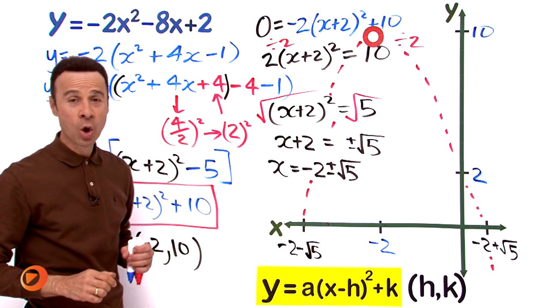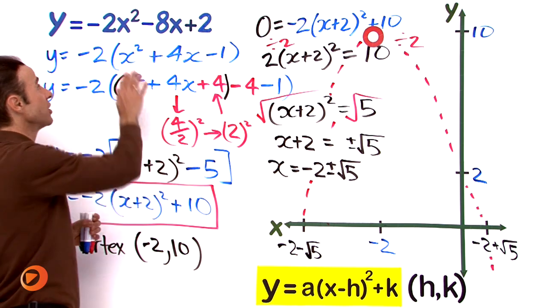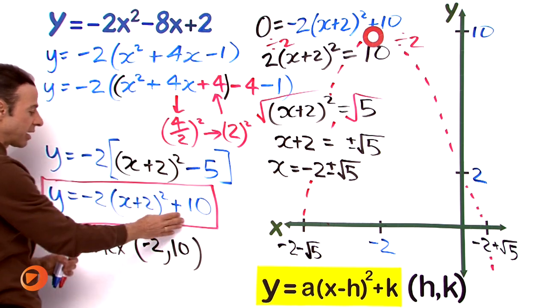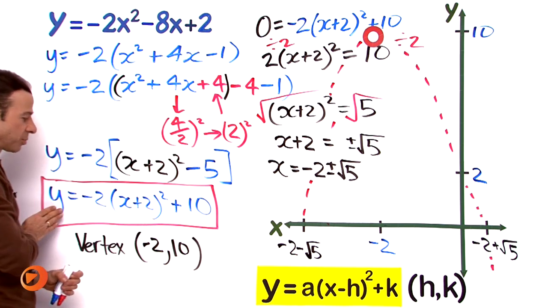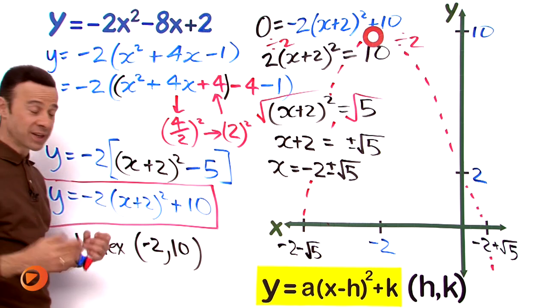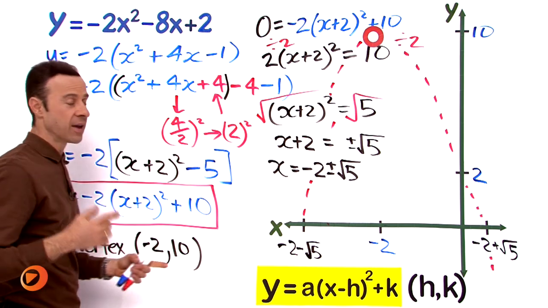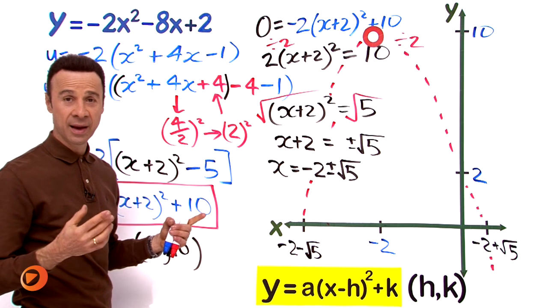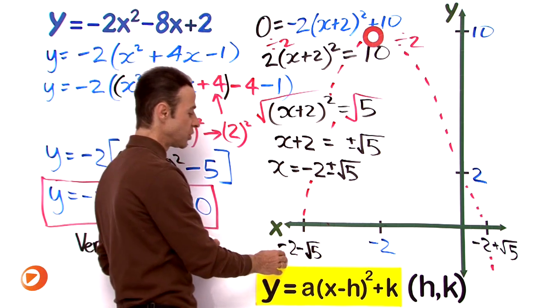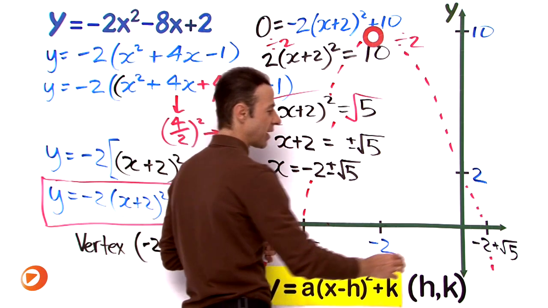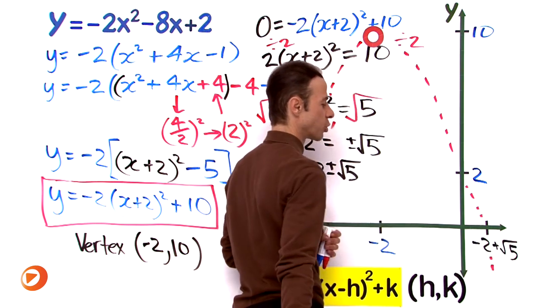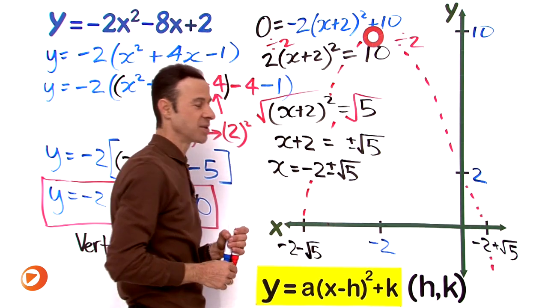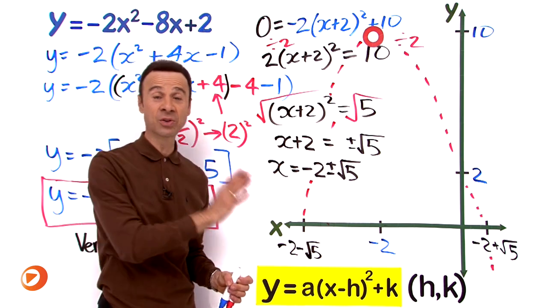So just summing up, we have completed the square on this standard form, and we've created our vertex form here. That's the parabola in vertex form. The vertex is negative 2 and 10, and the 2 x-intercepts is negative 2 minus the square root of 5 and negative 2 plus the square root of 5, cutting that x-axis, and it's concave down. So I'm about to do the sketch for you.